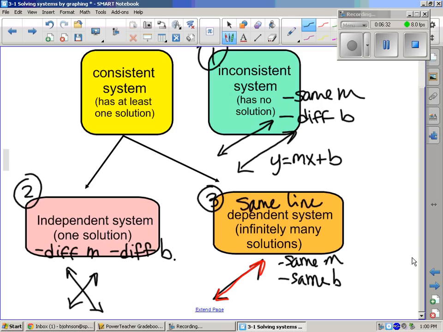Okay, so just to summarize here, our options are inconsistent. That happens when they're parallel, no solution. Independent, those are regular old systems, one solution. And dependent systems happen when they are exactly the same line and they have infinitely many solutions.